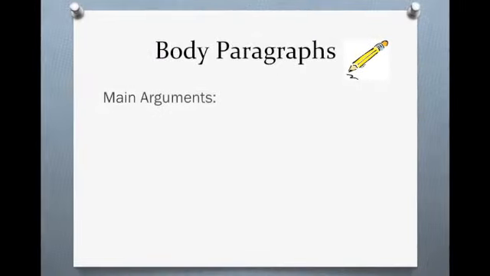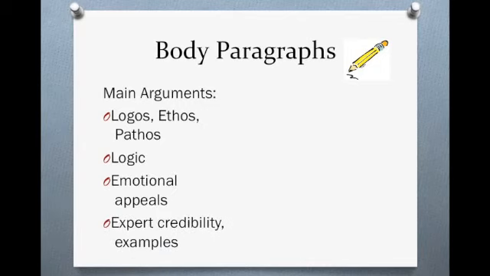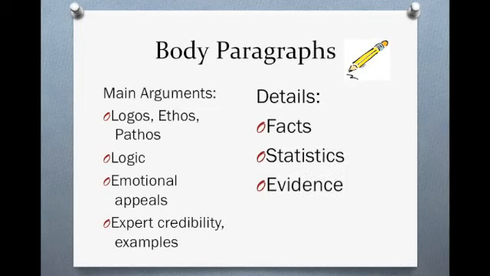As far as the body paragraphs are concerned, you are going to use your main arguments here. Think about logos, ethos, pathos. You're going to use logic, emotional appeals, expert credibility, and examples. You're going to give details. So this is where we're going to use some of our research, facts, statistics, evidence, and examples, and definitely explanation. Why is this argument viable to your topic? Why did you pick this argument? And how do your facts and statistics fit in?